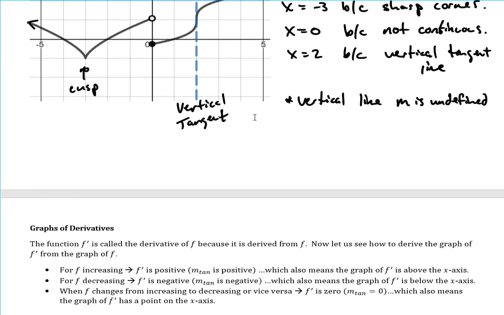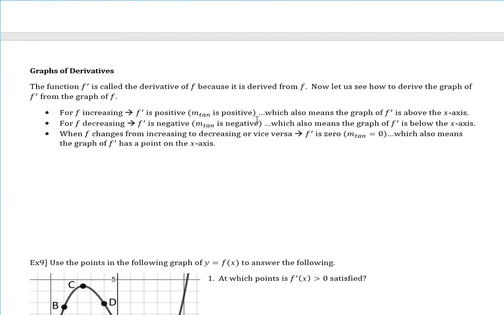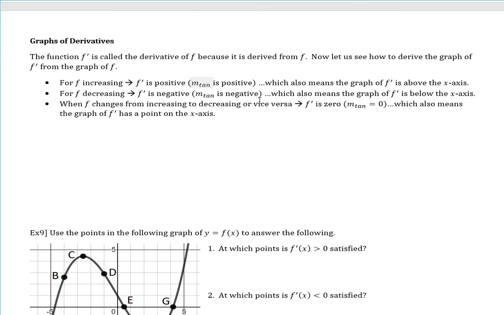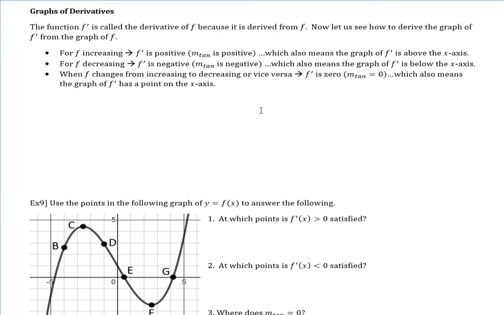Now, to make it a little more challenging, let's look at what else we have with these graphs of the derivatives. So the function f prime is called the derivative of f because it is derived from f. Now let us see how to derive the graph of f prime from the graph of f. So on most problems, we have functions where we can derive the derivative. But if we have the graph of f, we can still derive the derivative graph by using our picture.